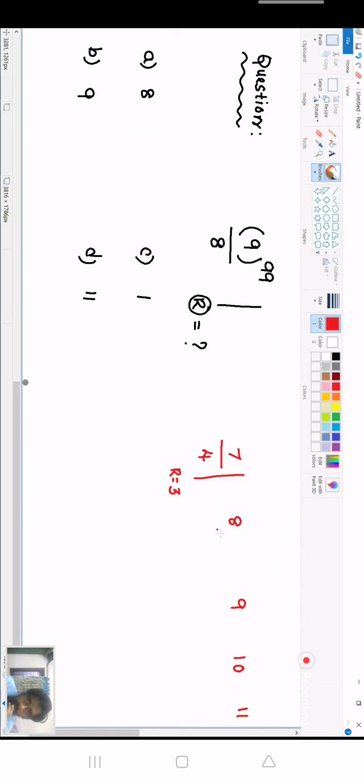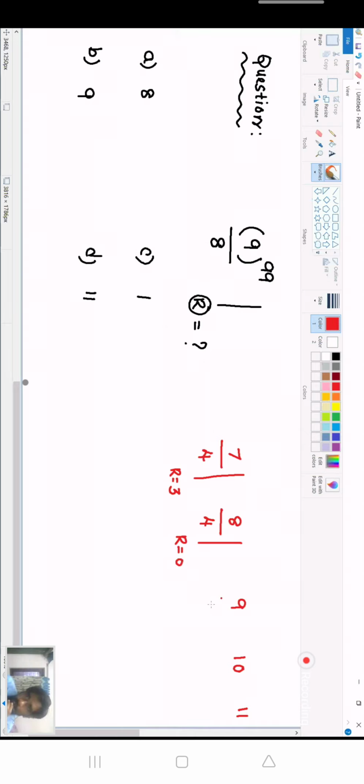Now I'm dividing 8 by 4. What is the remainder? The remainder is something which is left over after dividing. So I'm dividing with 4. If I divide 8 by 4, we are left with nothing. So we can definitely say that the remainder is 0 in this case.